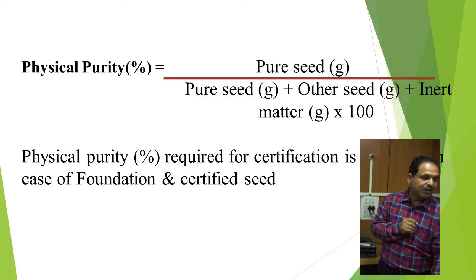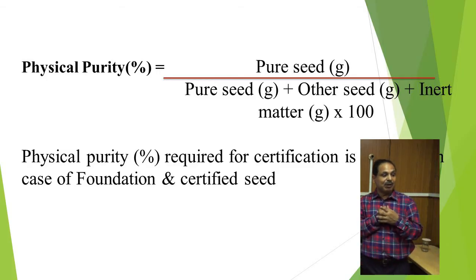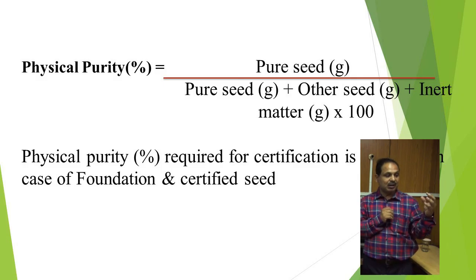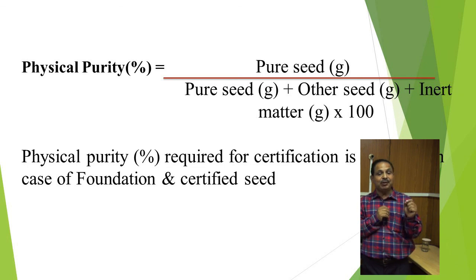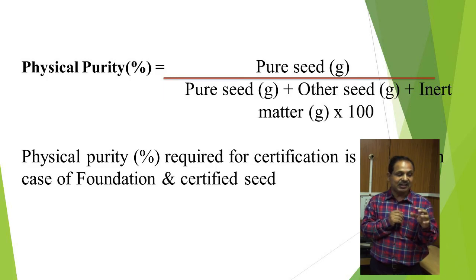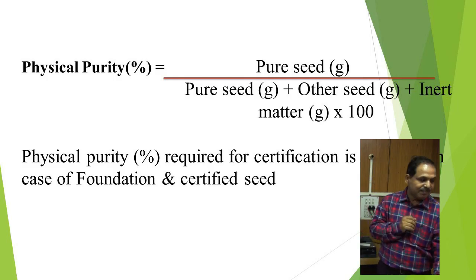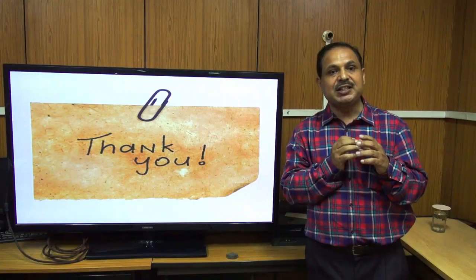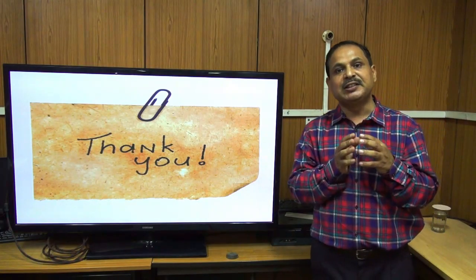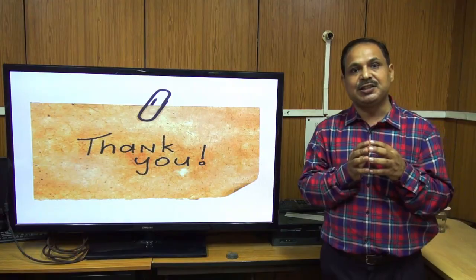This is the formula of the physical purity test: the pure seeds divided by the total, that is pure seeds plus other crop seeds plus inert matter, into hundred. The physical purity test is required for seed certification. The standard of physical purity is that it must be 96 to 98 percent in the case of foundation and certified seeds. That was the physical purity test in seed testing. In the next class we will discuss the genetic purity test. Thank you very much.